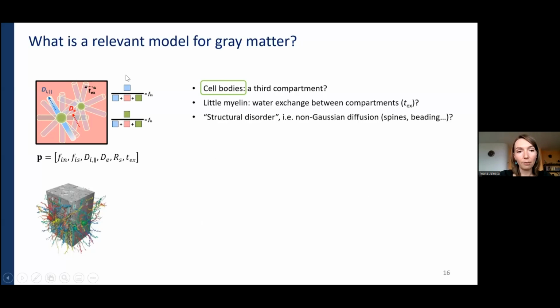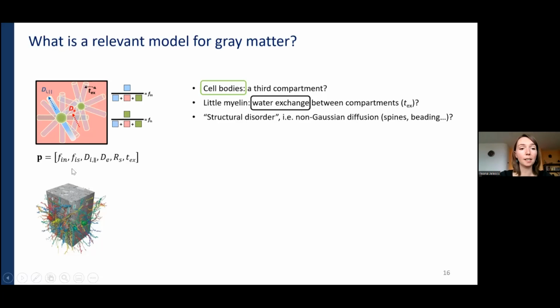First of all, likely we have to account for cell bodies as a third compartment. And because there is a lot less myelin than in white matter, possibly we can also not neglect water exchange between compartments. So over the course of our measurement, water going from the intracellular space to the extracellular space with some characteristic exchange time. There may be also effects of non-Gaussian diffusion in each compartment, but I will not really dwell on those today.